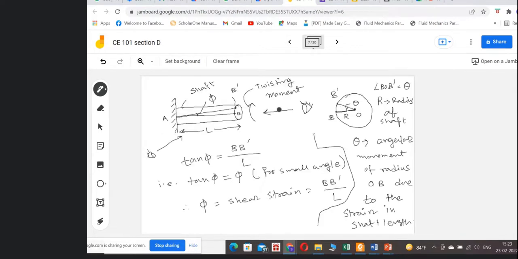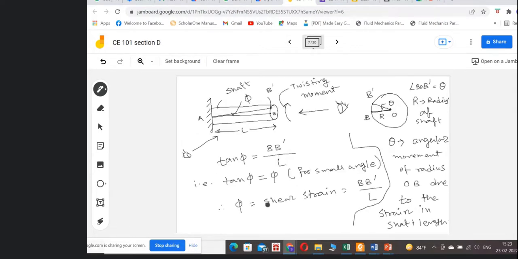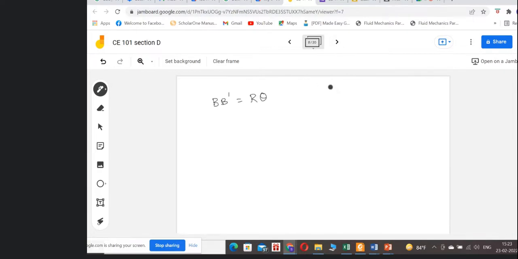Again, from this part we know the shear strain phi is equal to BB dash by L. So phi, the shear strain, is equal to BB dash by L. Now BB dash is equal to r theta, so phi can be written as r theta by L. So this is equal to shear strain.